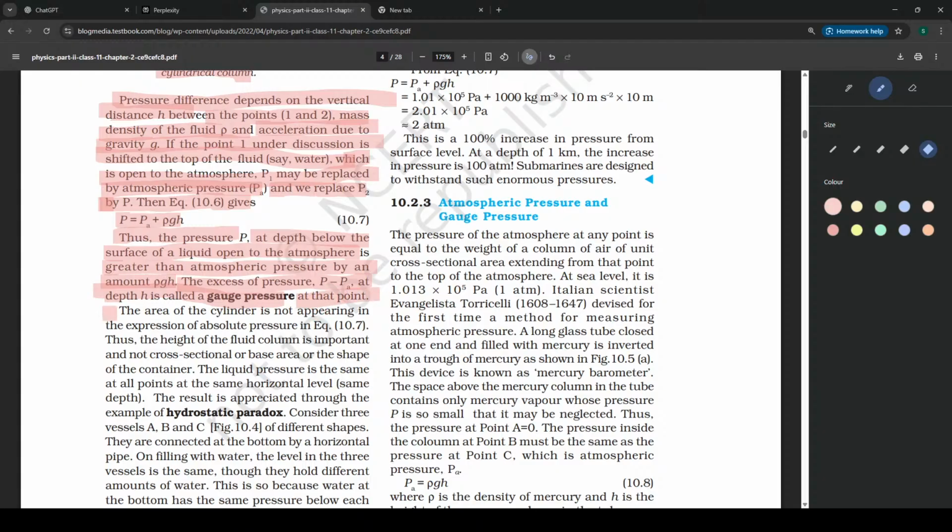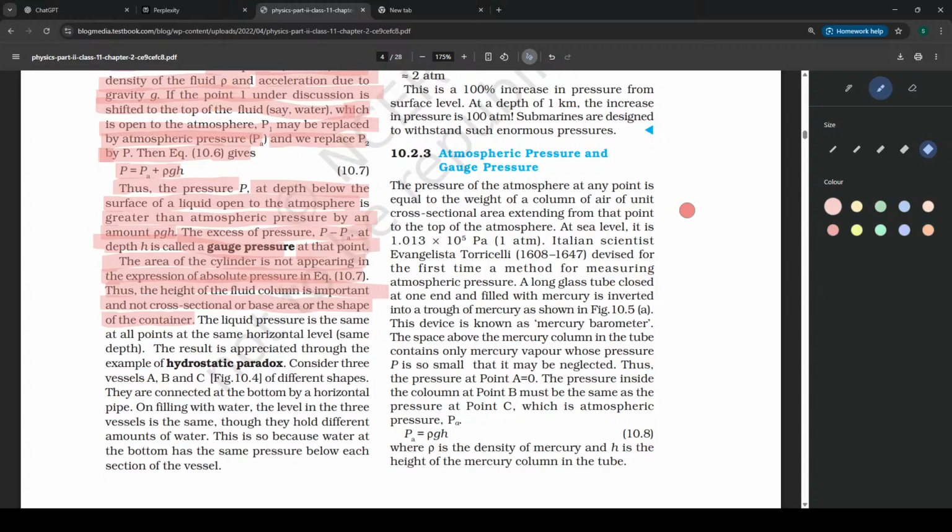At that point, the area of the cylinder is not appearing in the expression of absolute pressure. Thus, the height of the fluid column is important and not the cross-sectional or base area or the shape of the container. What matters is the depth of the fluid, or height of the cylinder we are taking. What does not matter is the area of the cylinder, which gets cancelled out. No matter the area of the cylinder, the pressure difference will remain the same. And even the shape and size of the container doesn't matter when we are considering a fluid element inside.